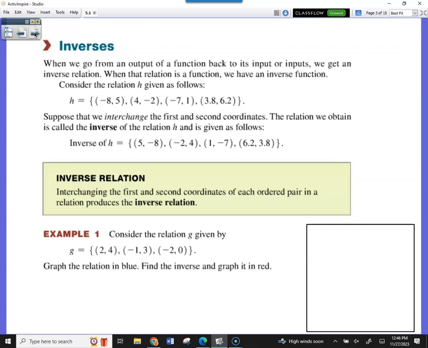Instead of looking at a graph or an actual equation, I want you to focus on just this set right here. We have the set H. It consists of these 4 coordinate points. This is what the inverse of set H would look like. It says inverse of H. Look at the 4 coordinate points. Look at the original. What do you notice happened?